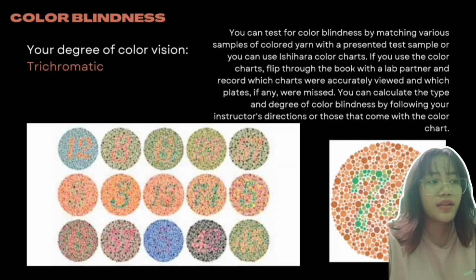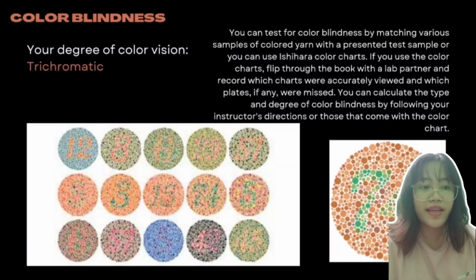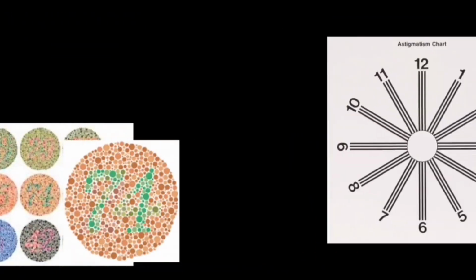In this activity, we have recorded that our degree of color vision was trichromatic. Trichromatic is the most common degree of color vision in humans. It means that we have three types of cone cells in our eyes that are sensitive to different wavelengths of light. These cones allow us to perceive a wide range of colors by combining the signals from these three types of cones in various proportions.